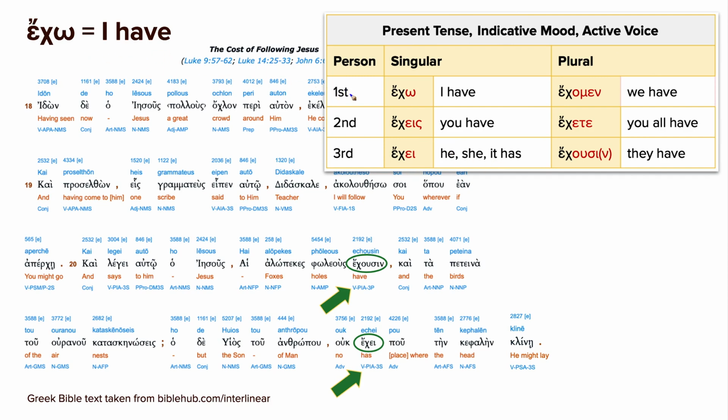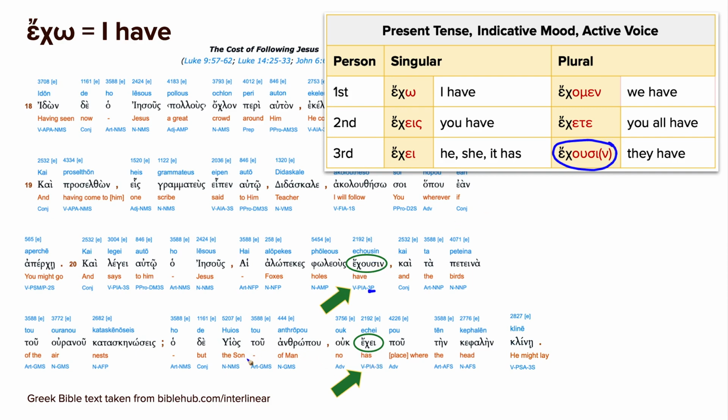So echō, echō. And if you actually pronounce this correctly, it's like the sound of loch in the Scottish loch, L-O-C-H. So echō. I actually prefer just saying echō because it's a little easier. It's not as hard on the throat. So I'm just going to say it that way. So echō, I have, echeis, echei, echomen, echete, echousin. All right, so we see that here, foxes have holes. And now foxes is plural, so we're talking about third person plural. So that it's going to be this word, echousin.